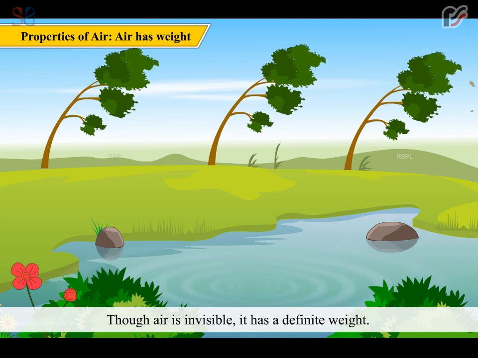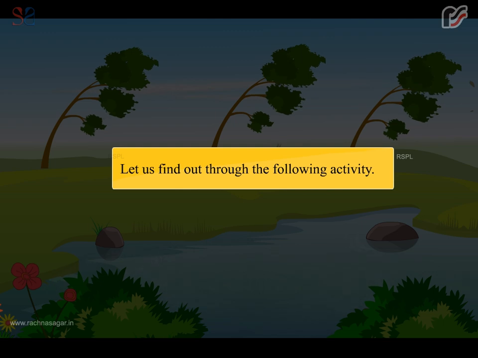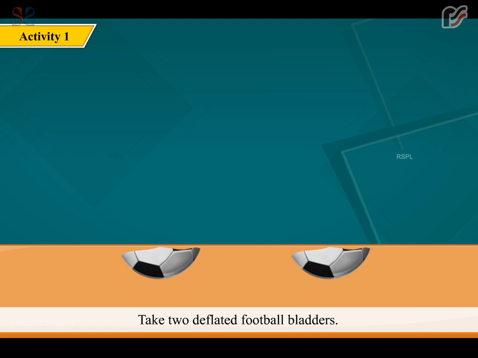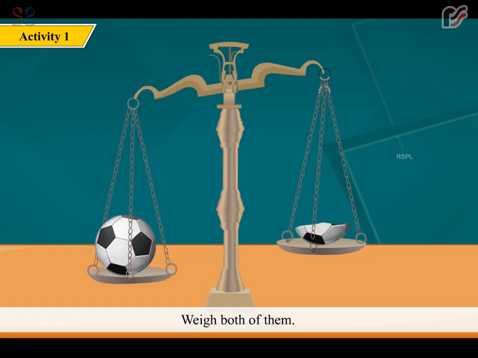Properties of air. Air has weight. Though air is invisible, it has a definite weight. Let us find out through the following activity. Activity 1. Take 2 deflated football bladders. Fill one football with air. Weigh both of them. What do you see? This shows that air has weight.